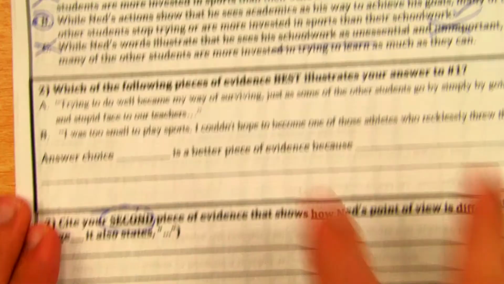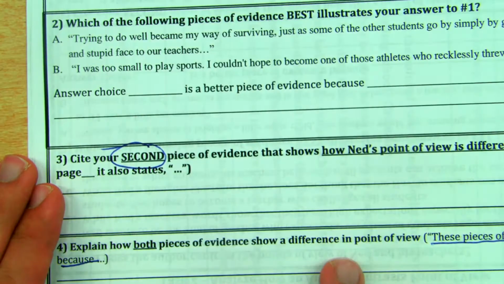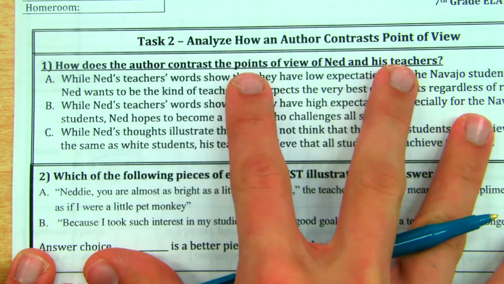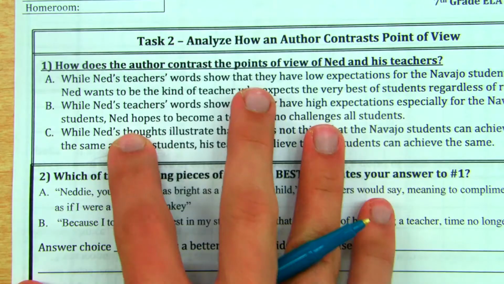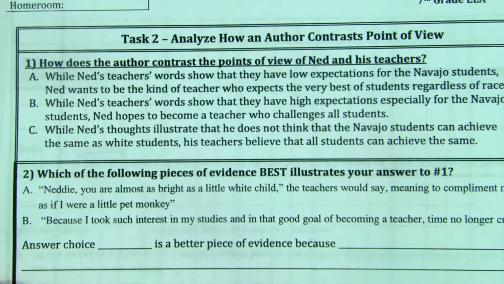Okay, so at this time, some of you are in different places. Some of you are finishing up that task 1. You're probably down here finishing up your second piece of evidence, or you're explaining. Some of you are already moving on to task 2, where you see that it's going to be the same practice 10 Ready question. How does the author contrast the point of view? Choose your answer, find your evidence, explain.